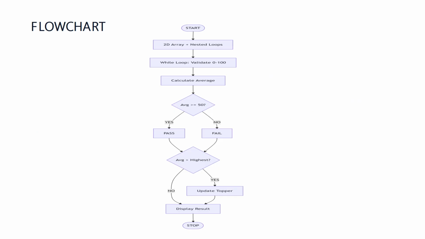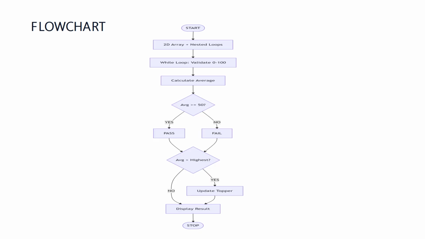So here is the flow chart showing the programming logic. First the program starts. I declare a 2D array and use nested loops for input. Then a while loop validates that grades are between 0 and 100. Next I calculate the average, then the decision. If the average is 50 or above, the student passes. If below 50, they fail. Then another decision. If the current student's average is higher than the highest average so far, I update the topper. Finally, I display all results and the class topper, then the program stops.